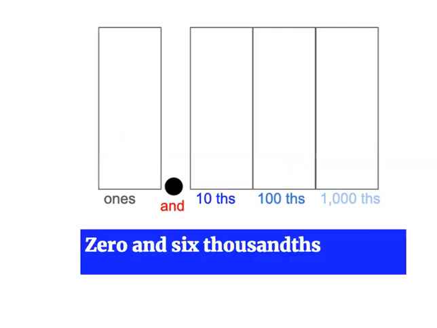Okay, you ready for this one? This is a little bit of a challenge. 0 and 6 thousandths. 6 thousandths. So we need to find out where is that thousandths place. Tenths, hundredths, thousandths. And the number was 6. But wait, there's a number 0 before the and. So 0 comes before the decimal.